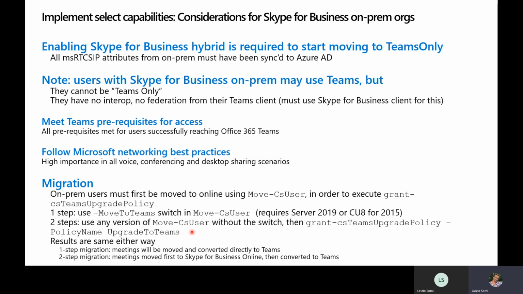1-step or 2-step doesn't matter. It goes to the same place. It does the same thing. The difference is that if you do it in 2 steps, you have to monitor the progress of the PowerShell script to move-csuser before you can execute the grant-csteamsupgradepolicy for the user. And it has some timing implications.